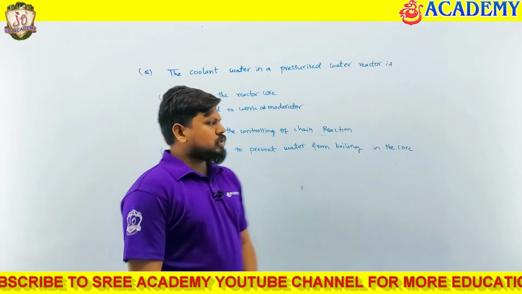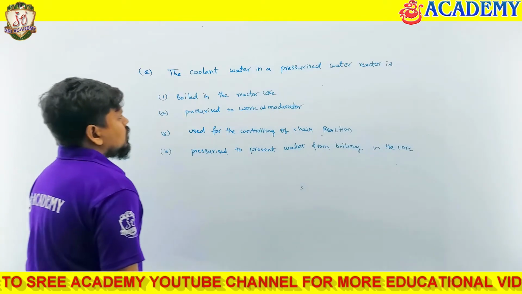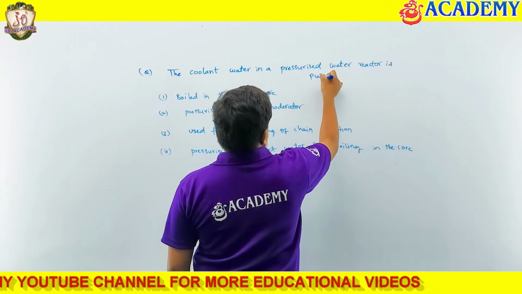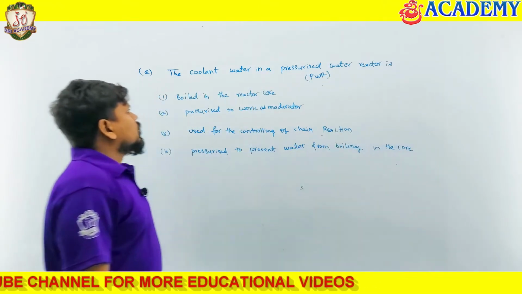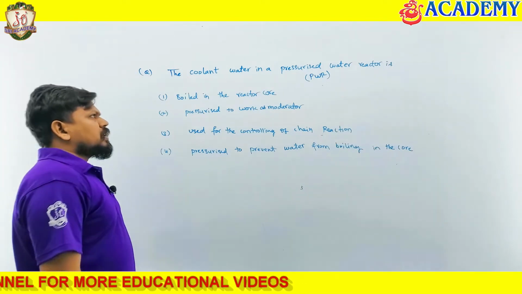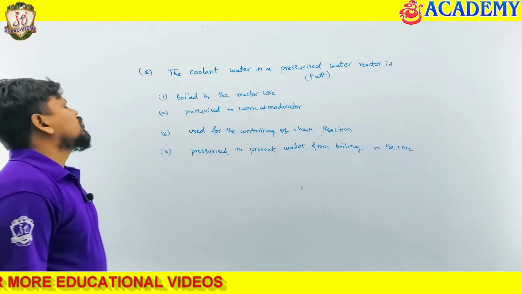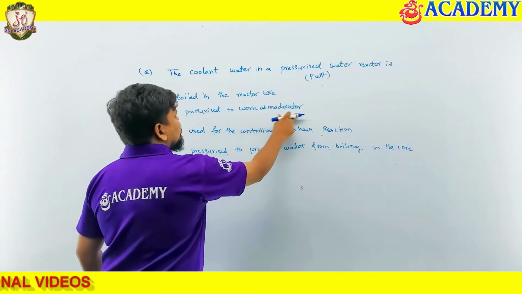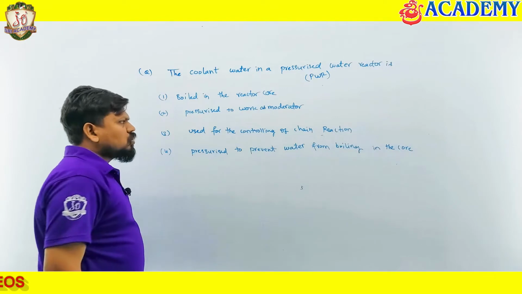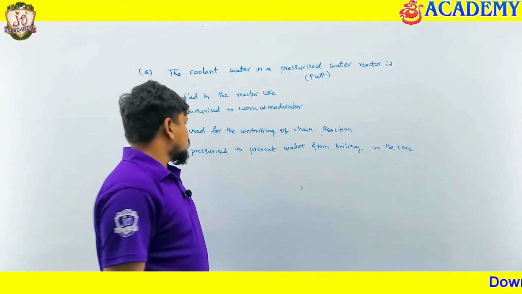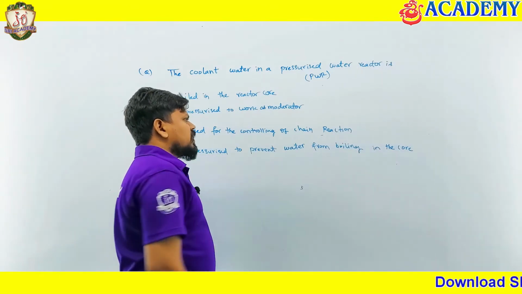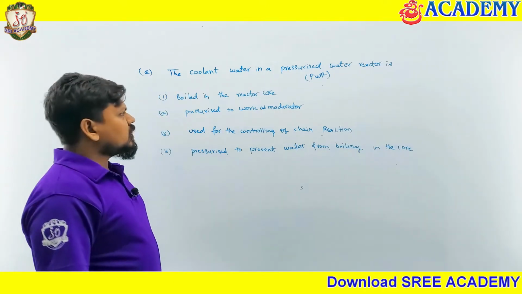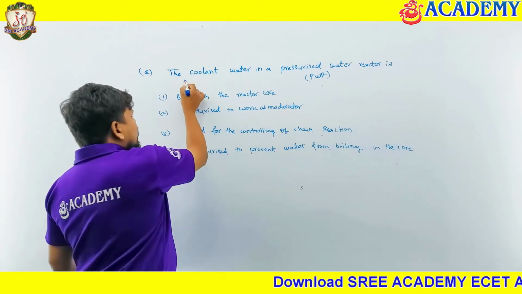And the next question is: the coolant water in a pressurized water reactor, PWR. The options are: boiled in the reactor core; pressurized to work as moderator; used for controlling the chain reaction; pressurized to prevent water from boiling in the core. See the options, okay, directly from the options we can understand the coolant water.